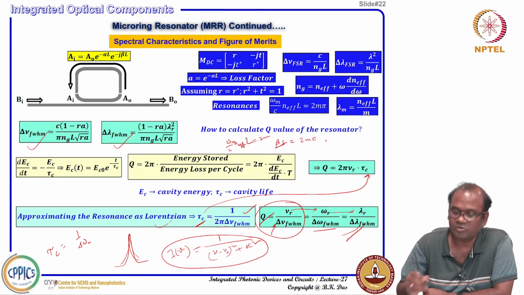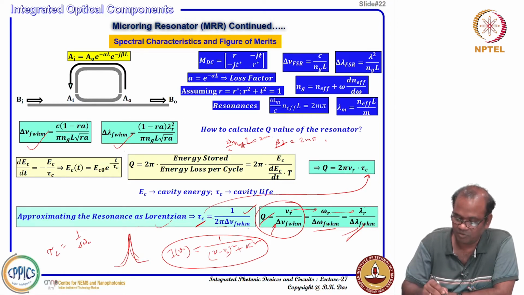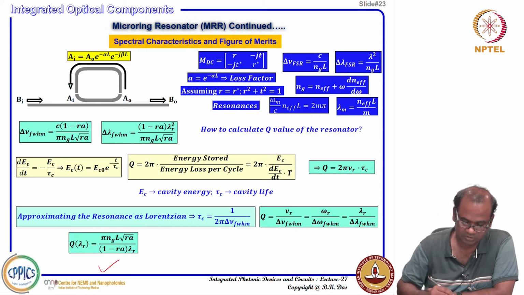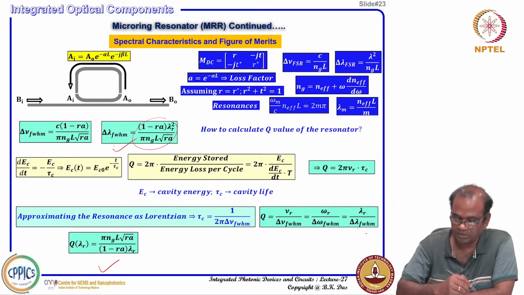So, for the mth order, whichever order of resonance wavelength we are considering, we can take it. Once we know the resonance wavelength and the expression, we can find out the Q value. The Q value is lambda r divided by delta lambda r. Lambda r will be in the numerator, and delta lambda r will be the denominator.